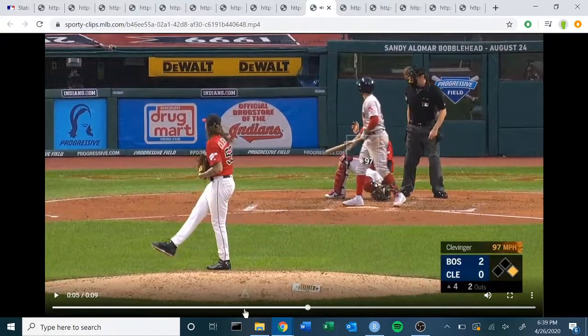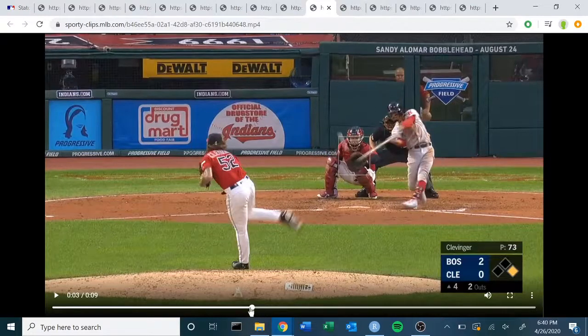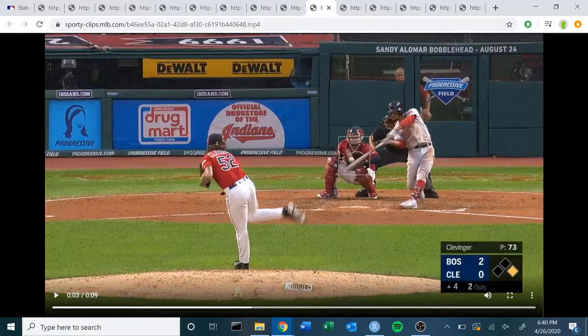Again, the barrel a little bit below. Tough to see here. The barrel a little bit below. Is that because of spin rate? Is that because of something else? Is Betts just not seeing the ball? I don't know. But for one reason or another, he fouls it off.